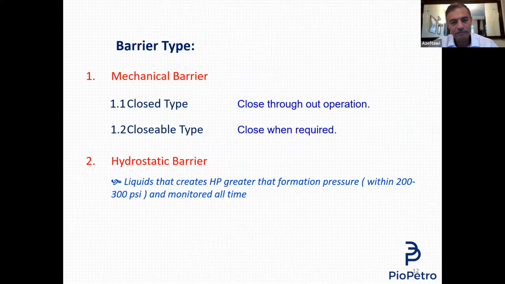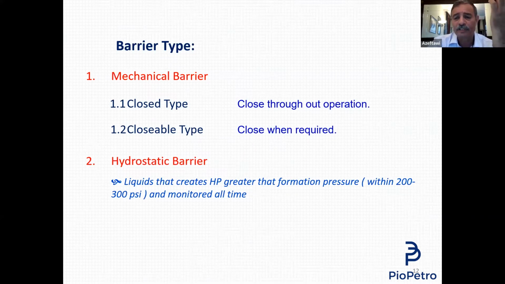What's the difference between them? In closed type, it is closed throughout the operation, like the wireline plug you are using. If you set a wireline plug deep in the well or anywhere in the well, it's closed type because as long as it is there, there is no production. It's like the stuffing box with the stripper, this rubber element that you seal around the pipe or the wire while running in the hole. It is closed type.